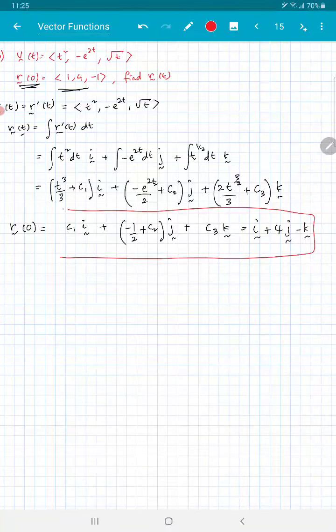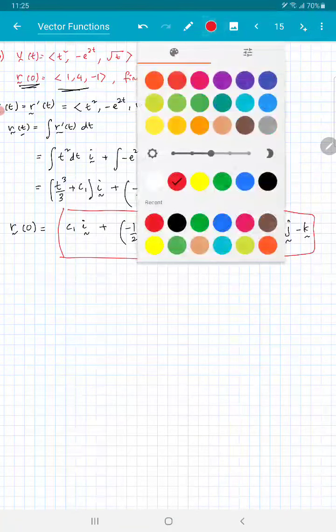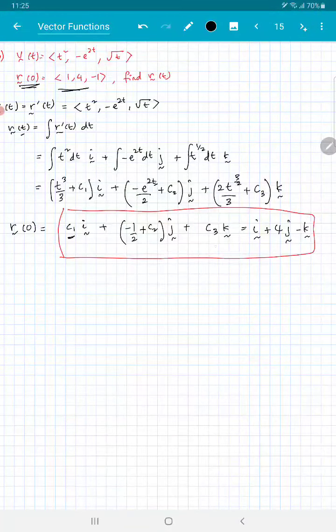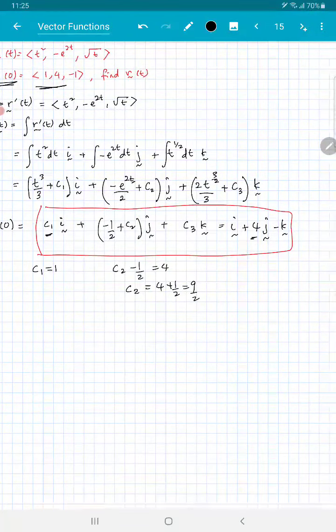So what you do now is compare these two vectors because they are equal. If they are equal, all the components should be equal. From here we can see that c1 must be equal to 1. And here negative a half plus c2 must be equal to 4, so c2 minus a half must be equal to 4. From here we get c2 is 4 plus a half, which is 9/2. And c3 here must be equal to negative 1.